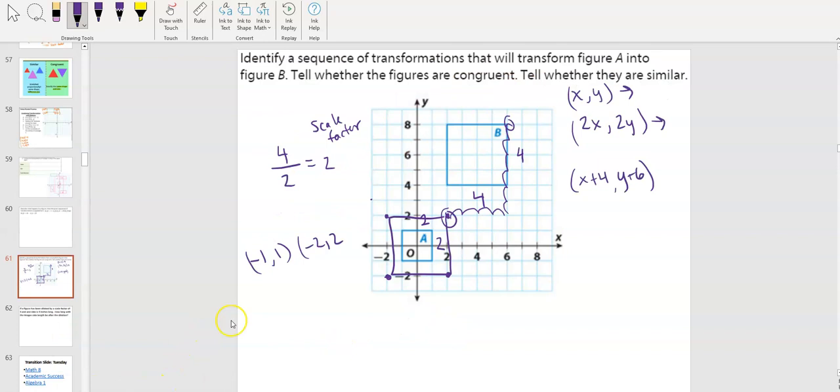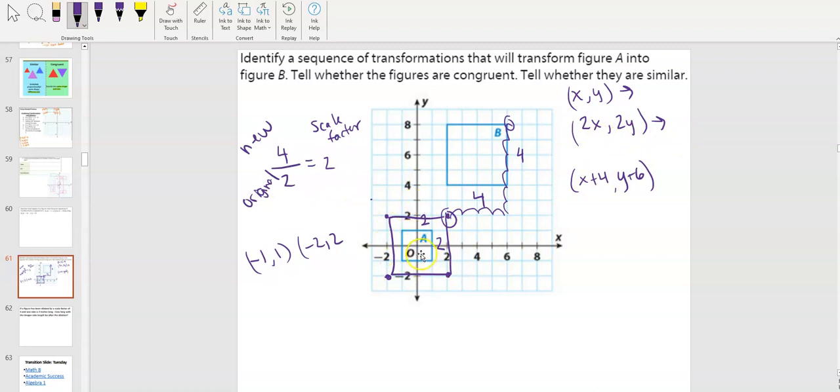Okay, so we are going to figure out how to get shape A, which is down here, this little blue guy, to be the same size and shape as shape B, and we need to tell if they're congruent or similar. So what I did was I realized that shape A is definitely smaller than shape B. It's a 2x2, whereas shape B is a 4x4. So I found the scale factor by dividing my new image by my original. And that's how I got my scale factor of 2, and that's how I wrote this rule right here.